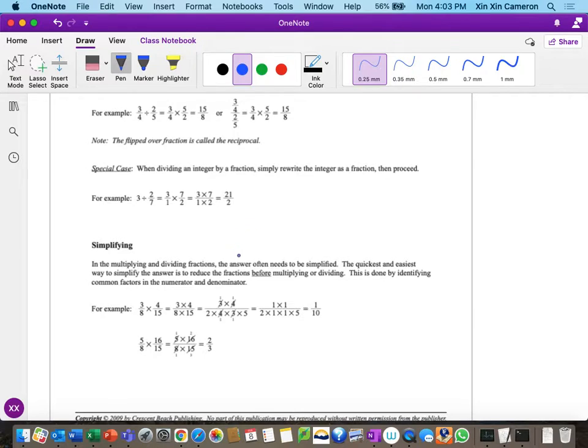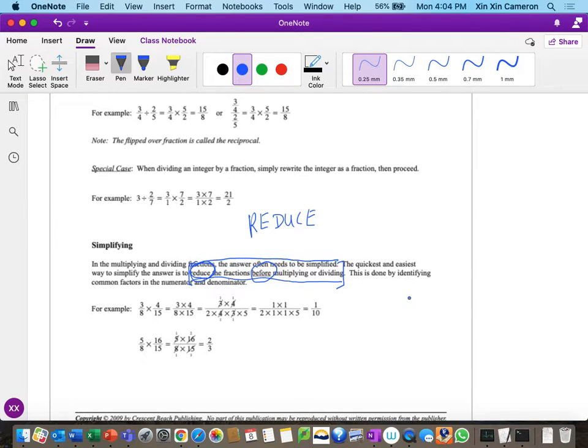All right, so this is the only thing that we're talking about in this section. It's called reduce, reduce, reduce. I don't even know how many times I want to emphasize this. Reduce. Before multiplying or dividing, reduce the fractions.